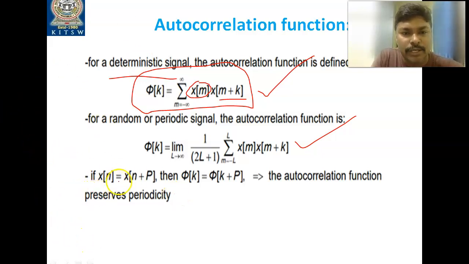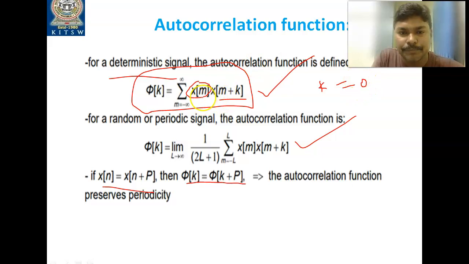So if x of n equals x of n plus p, then phi of k equals phi of k plus p. What you need to understand from this is that the autocorrelation function preserves the periodicity. That is a very important property of the autocorrelation function. And regarding the point I mentioned in the previous slide, let me take k equal to 0, for instance. Now you are going to be calculating the autocorrelation function.